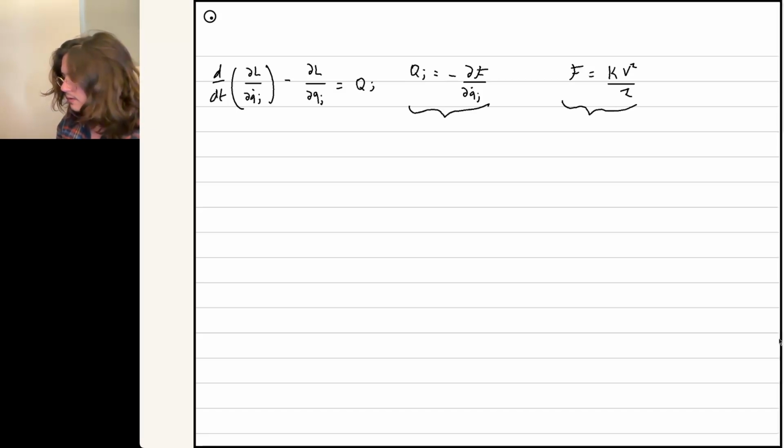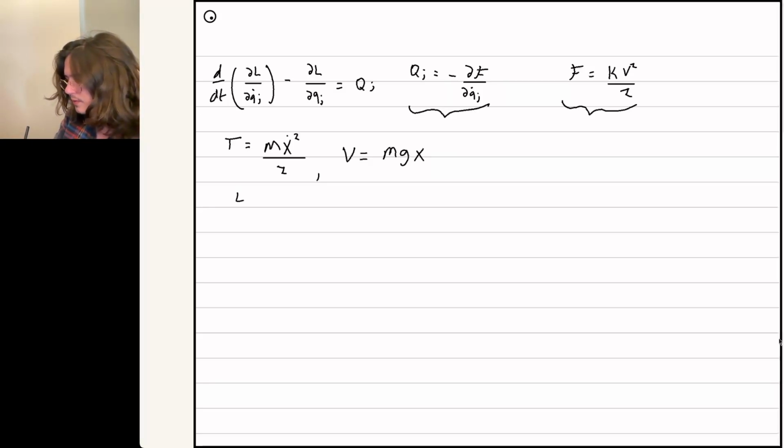We need to construct a Lagrangian as usual. So T is going to be your usual m x dot squared over 2. I'm just going to use x all the way through this equation because it's all one-dimensional. The potential is just going to be mgx. And so the Lagrangian will be T minus V, which is m x dot squared over 2 minus mgx. Nothing too crazy there.